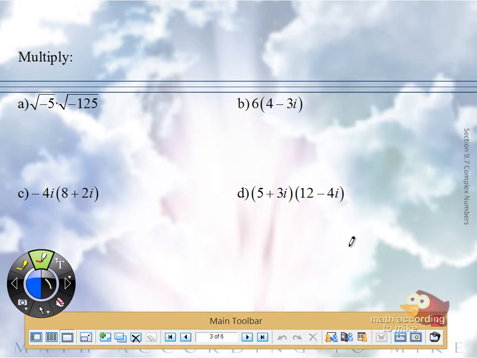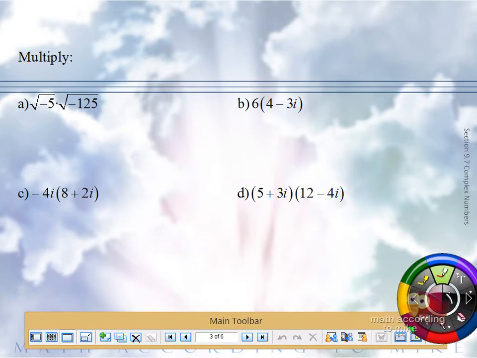Multiply, part A. The directions could have also been "perform the indicated operation," because here it's implying multiplication.